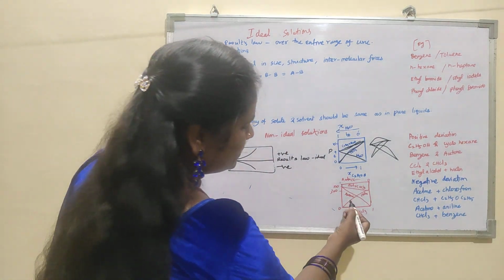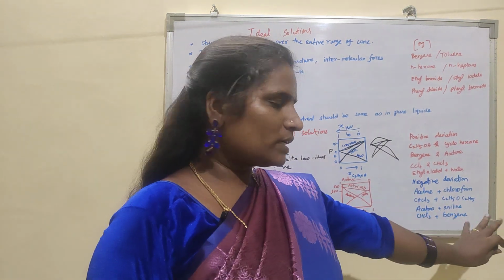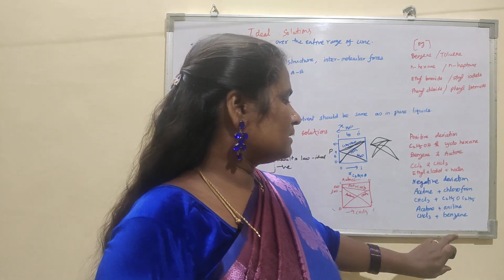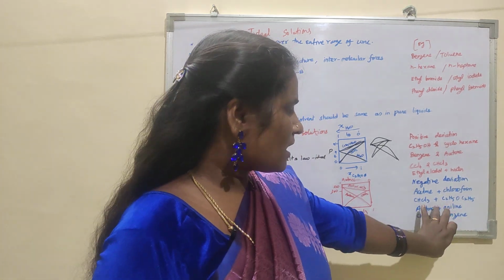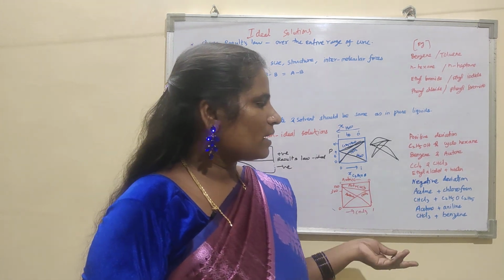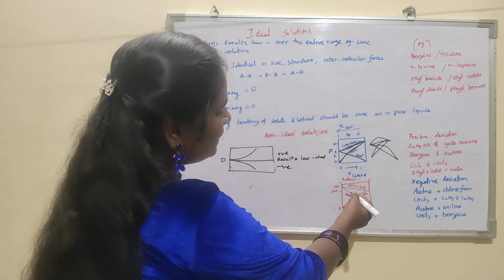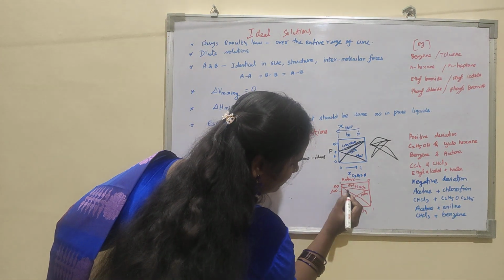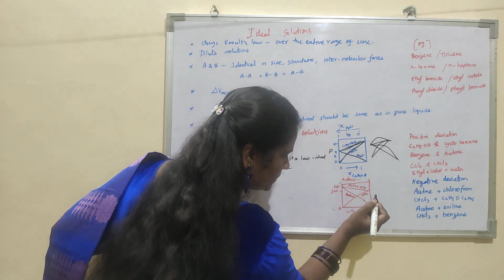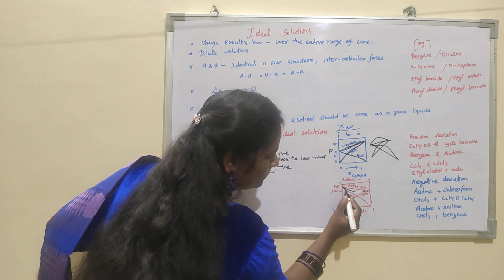In the case of negative deviation, examples of solution systems are acetone in chloroform, chloroform in diethyl ether, chloroform in benzene, and acetone plus aniline. These are the non-ideal solutions which exhibit negative deviation. When you take acetone and chloroform, this is the graph for chloroform, this is the graph for acetone, and this is for the overall mixture. When it shows negative deviation, the graph will come below.